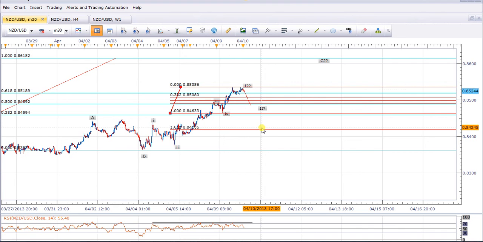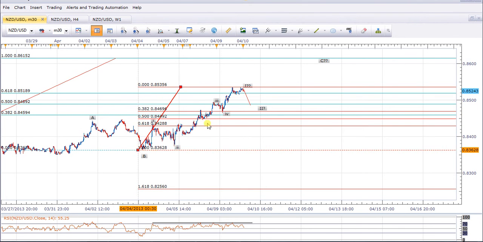So we should see prices push down for wave 2. Initial targets could be the 38% fib, which would be 84.6. It could push as low as 84.2 as well. So we should see prices generally push lower, about 84.5-ish, around there.